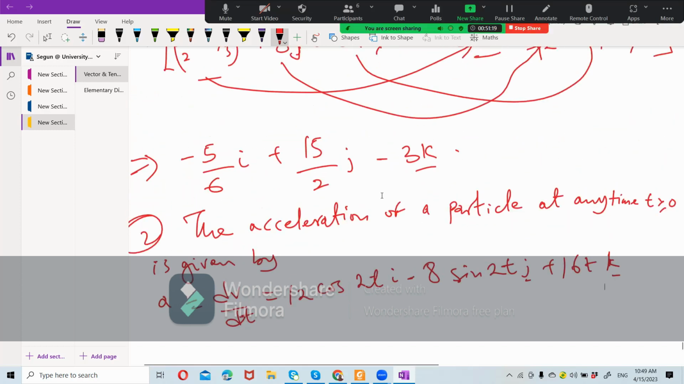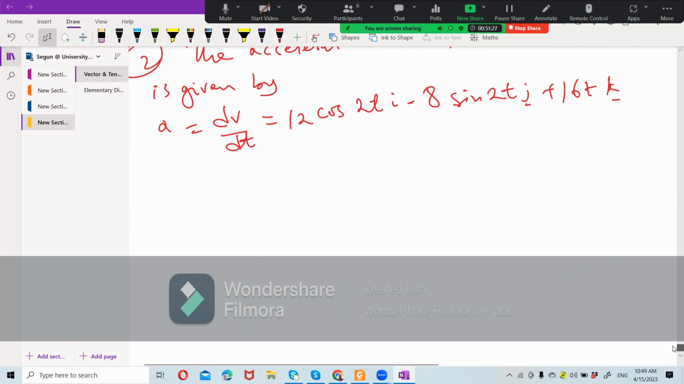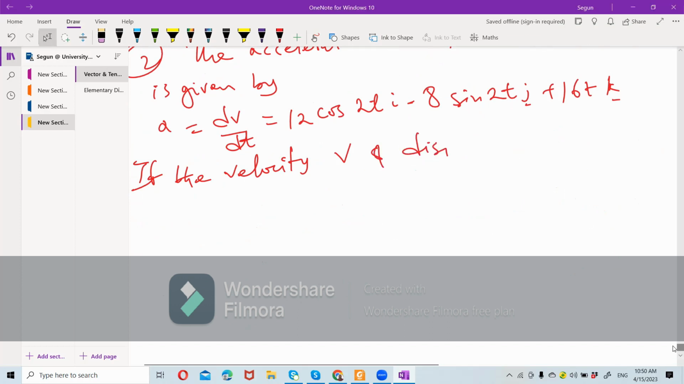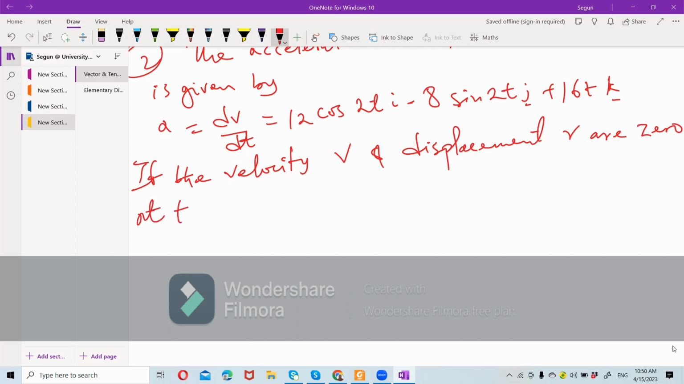And the next thing is, if the velocity v and displacement r are 0 at t equals 0, find v and r at any time.